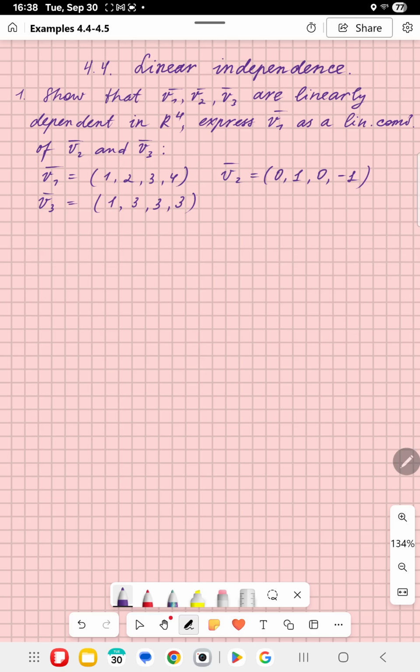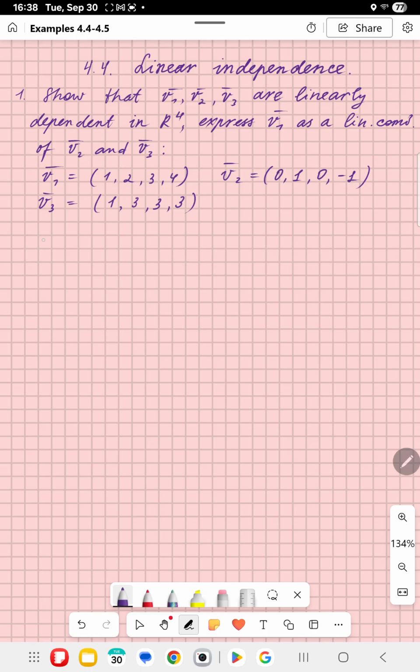Remember that for vectors to be linearly dependent, one of them is supposed to be expressed as a linear combination of others. Here we have a clue that we want to express v1 as a linear combination of v2 and v3. So basically, guys, vectors are given. v1 is 1, 2, 3, 4. My favorite vector. v2 is 0, 1, 0, minus 1. And v3 is 1, 3, 3, 3.